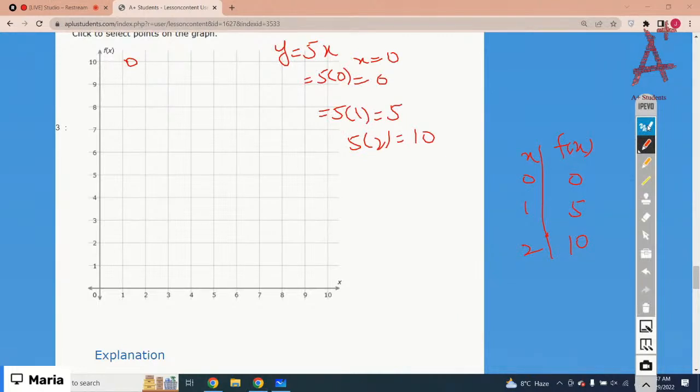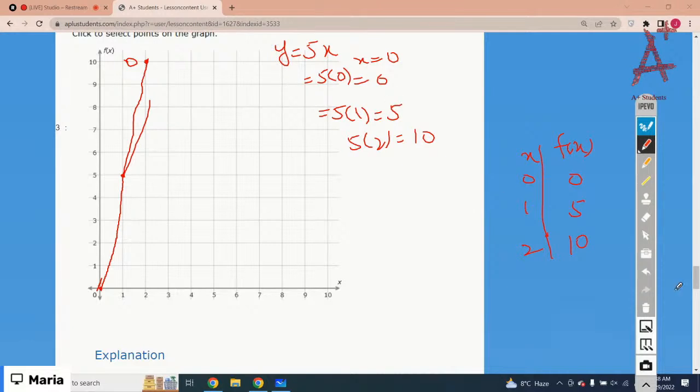Okay, let me just plot the points on the graph. It would be x is 0, y is 0. Here you have 0, 0. X is 1, y is 5. X is 2, y is 10. So just join these points to make a line. It would be a straight line. Got it?